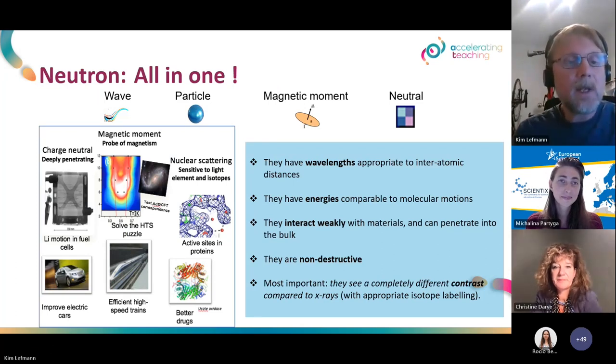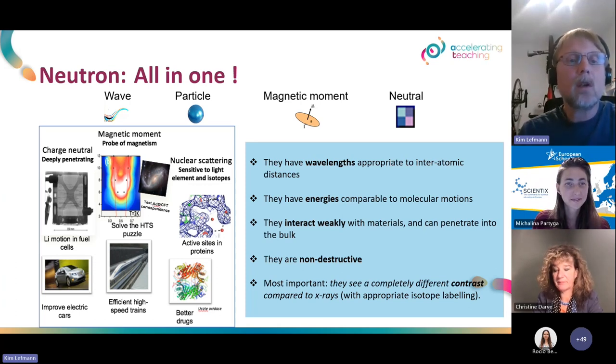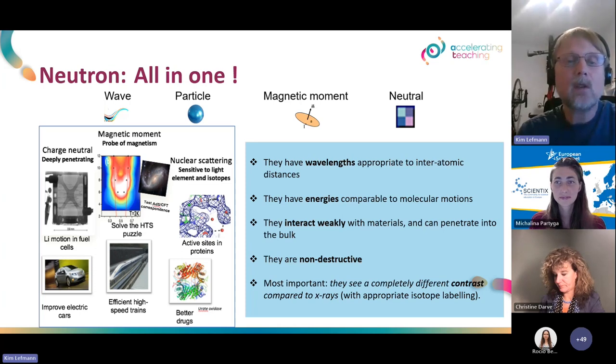And here, again, to repeat what I said before, neutrons penetrate, they probe magnetism, they probe proteins and hydrogens. You can use it to make better drugs, you can use it for efficient high-speed trains if you have the right magnets and superconductors. You can improve electrical cars if you can get better batteries, and so on. These are basically the five reasons that neutrons are useful, scientifically.